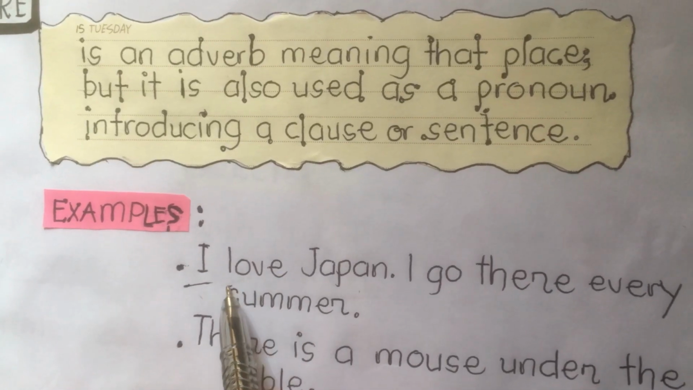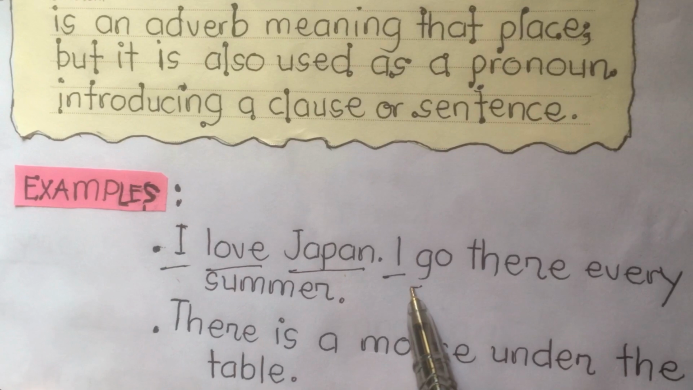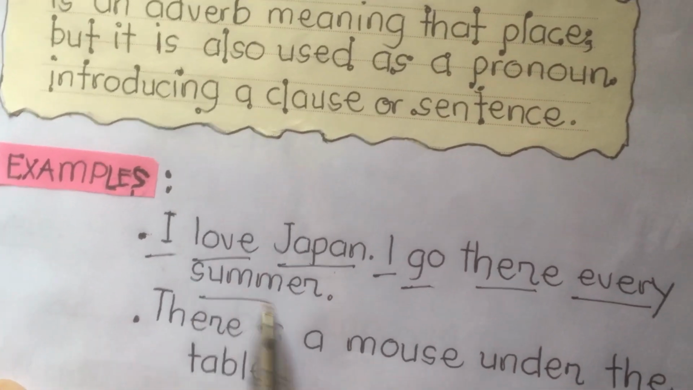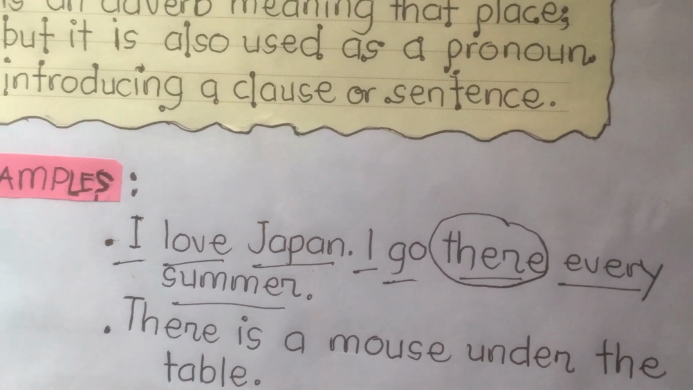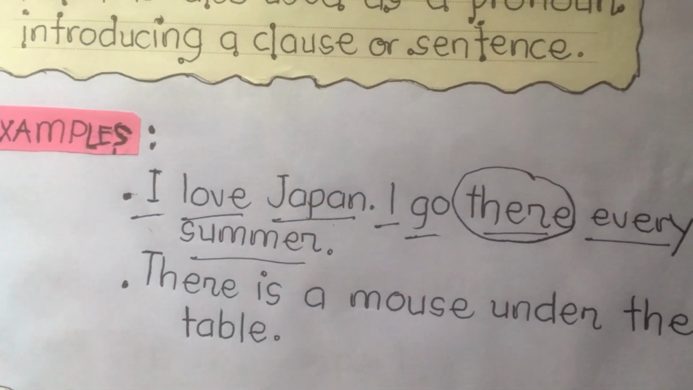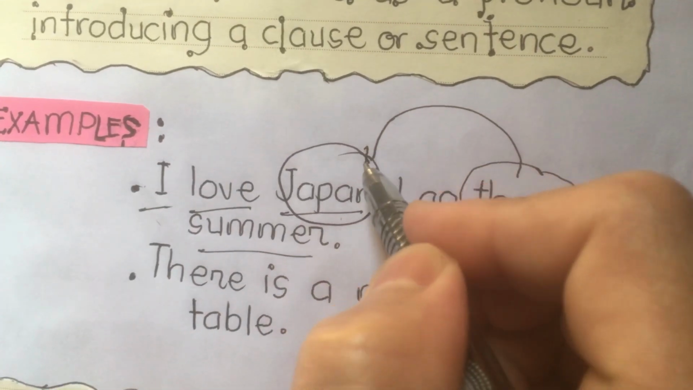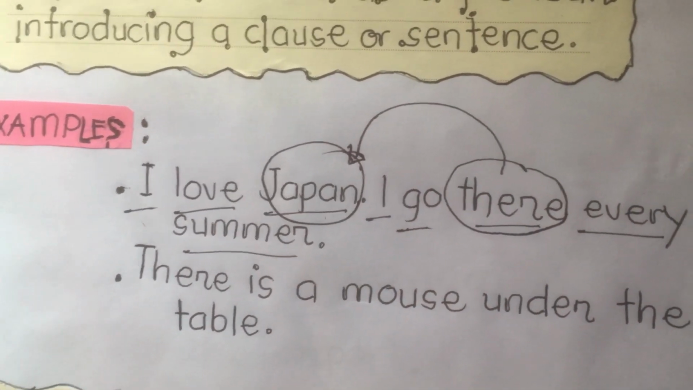I love Japan. I go there every summer. So I use the word there, which is an adverb talking about the place where I go, which is Japan. Okay, Japan is a nice place, a nice country to visit.